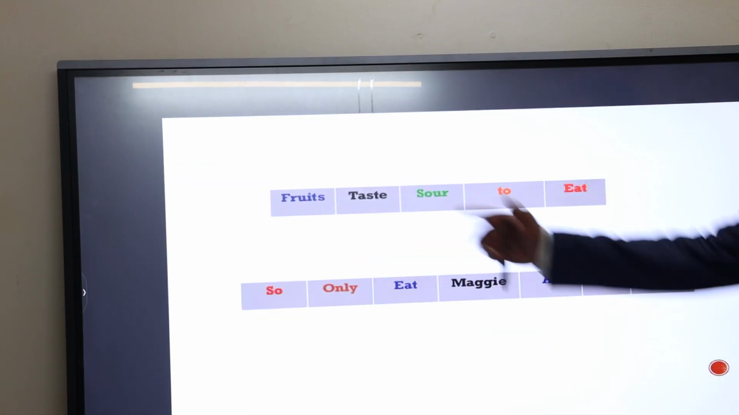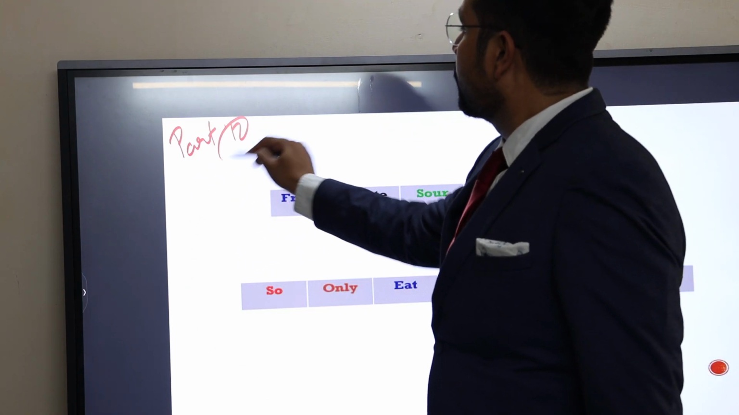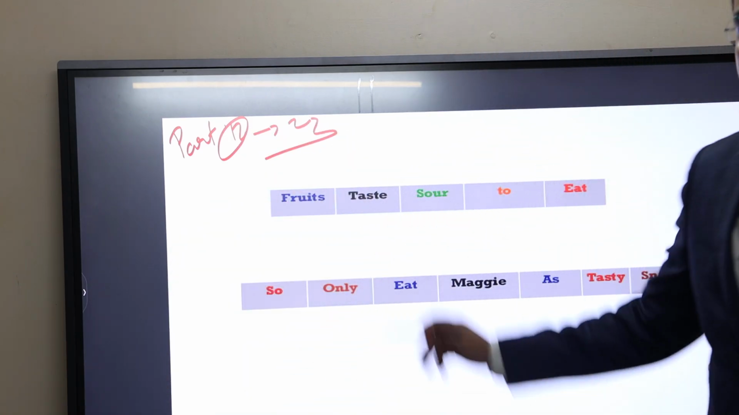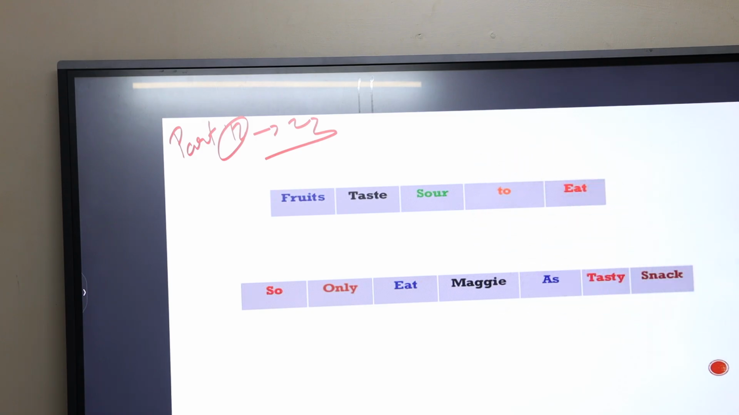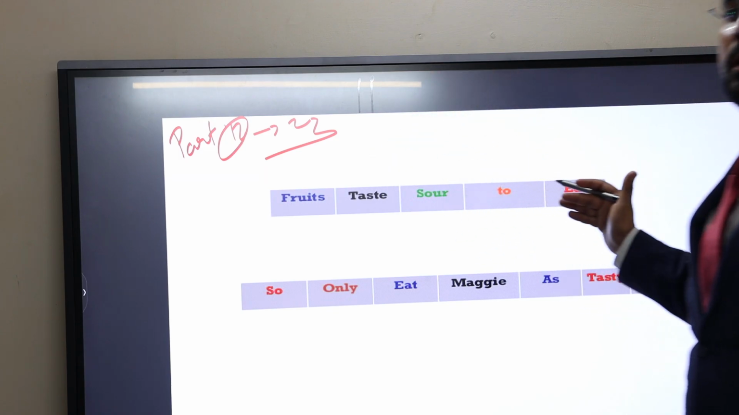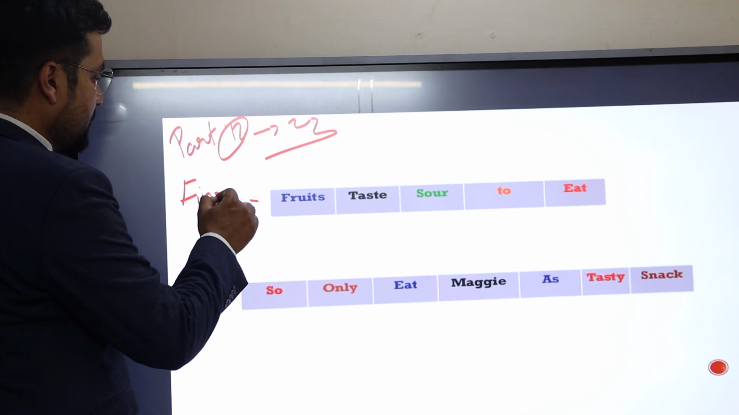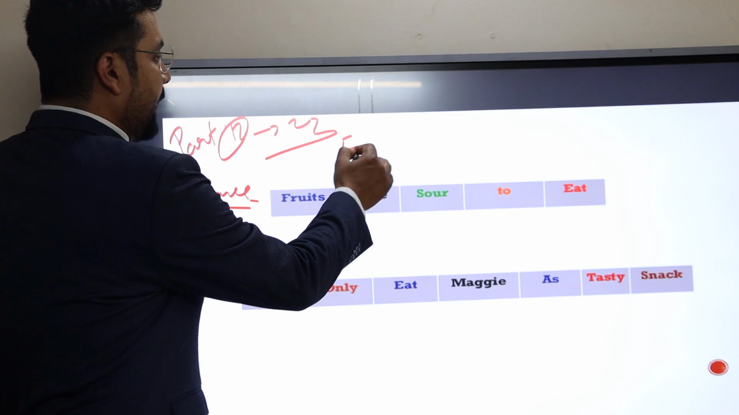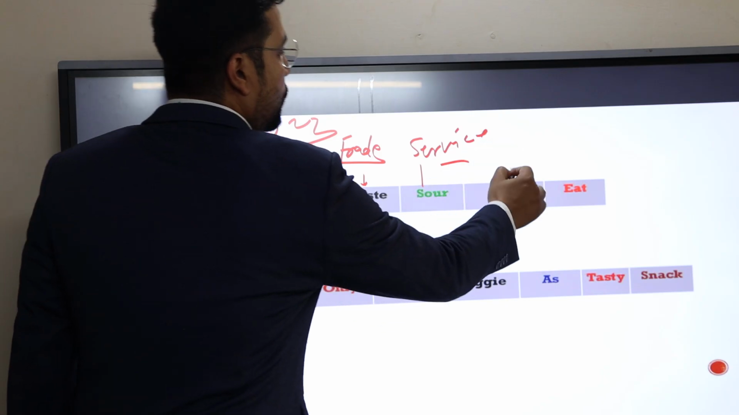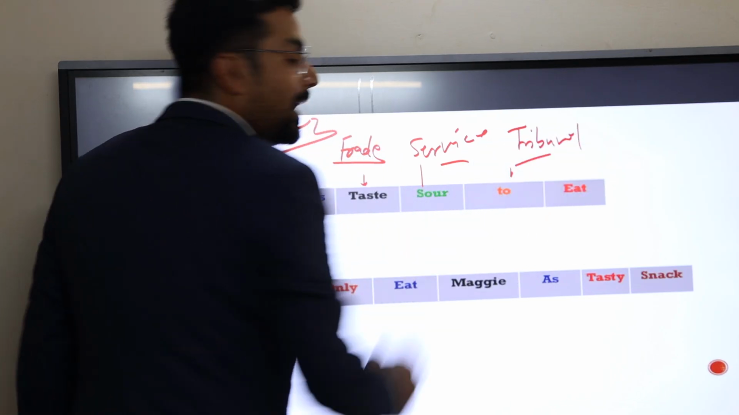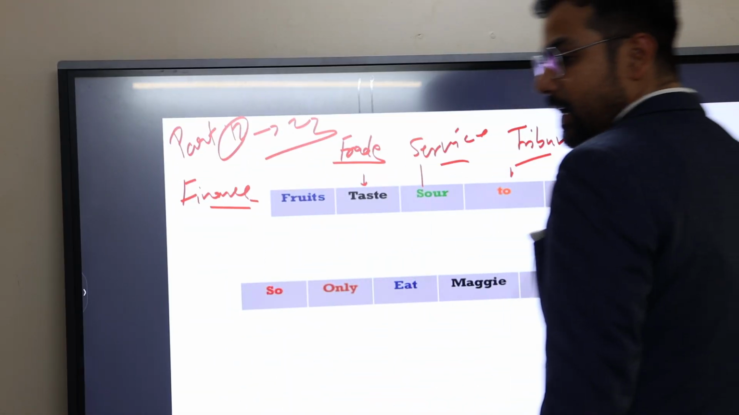And here comes another trick from part 12 to 22. Let's memorize it. Fruits taste sour to eat, so only eat Maggie as tasty snacks. Fruit means finance, part 12. Taste means trade, part 13. Sour means service, part 14. 2 means tribunal, part 14A. Then E, election, part 15.